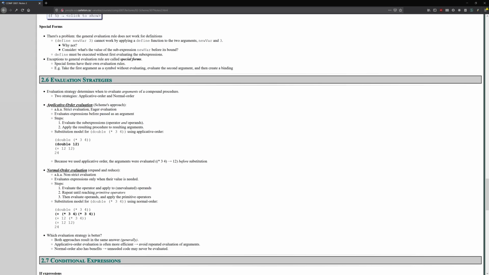First, we evaluate the leftmost to figure out what sort of procedure we're dealing with. If it's a compound procedure, that's all the evaluation we have to do for now. We just move straight to the apply step.